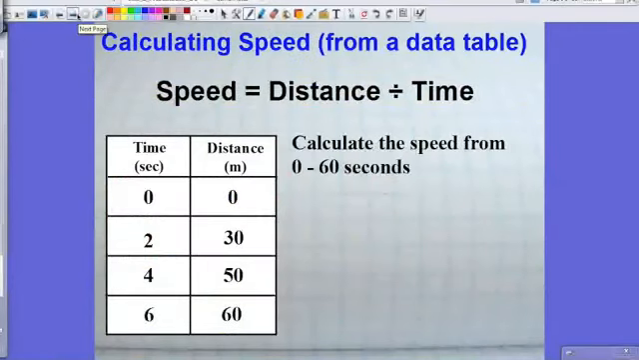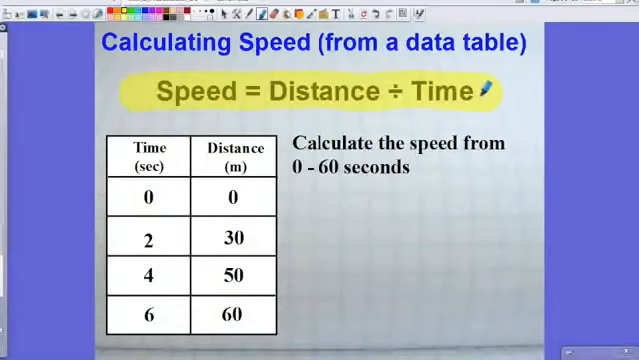All right, so the last one. How do you find the speed of an object using just a data table? In this case, let's say I say calculate the speed from 0 to 60 seconds. And again, I'm using this equation. Obviously I have this highlighted over and over again because I want you to understand how to do this. Let's say I've now got a data table.